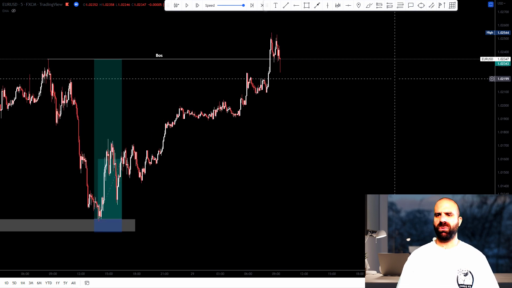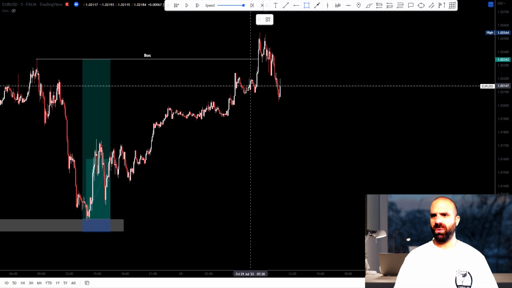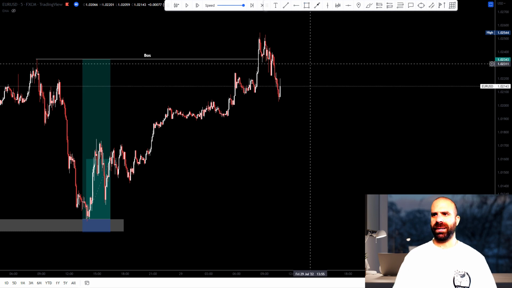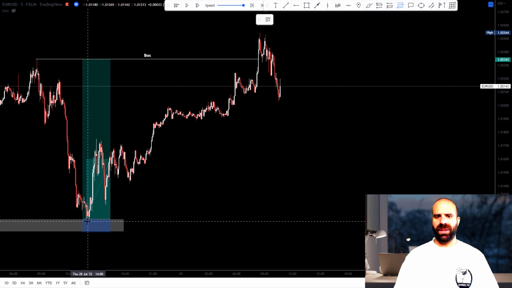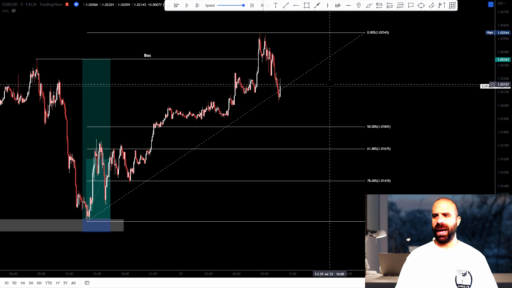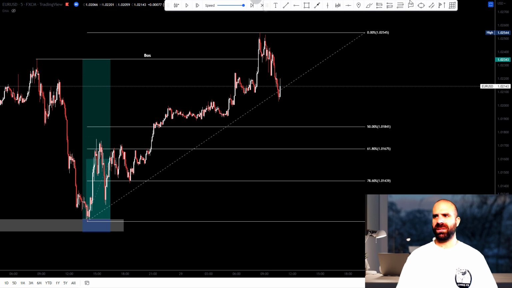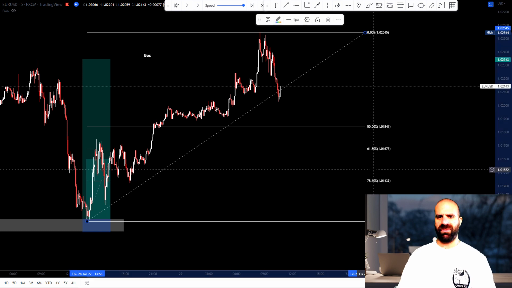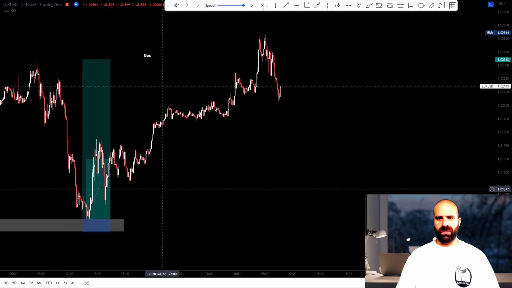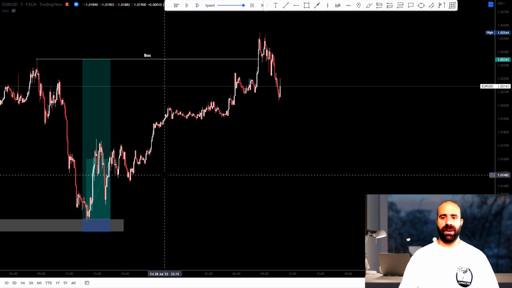Let's see if we retrace first of all. Yeah, now that we broke this low right here, we have a potential retracement. If we apply the Fibonacci tool, this is not needed, but you can see it by the naked eye. We are expecting price to retrace at least, let's say, to the 61.8% level. As I said in previous videos, favorably at the 78.6% level. So we are expecting price to retrace somewhere back here.